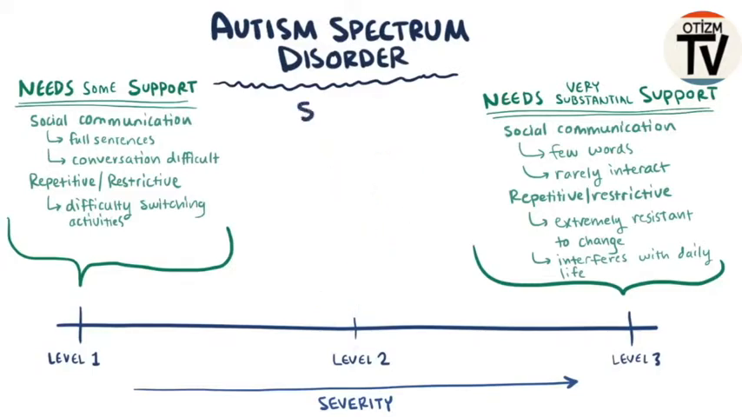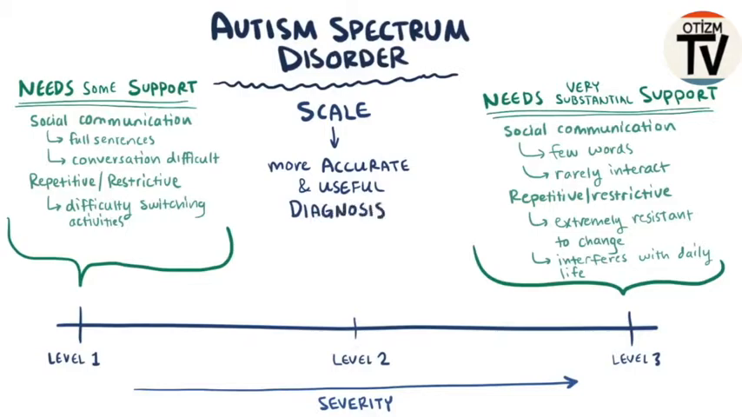It's thought that using this scale of symptoms, as opposed to differentiating between pervasive developmental disorders, will help give a more accurate and medically useful way to diagnose individuals. For example, those with what was previously described as Asperger's syndrome would likely fall closer to severity level 1 than severity level 3.